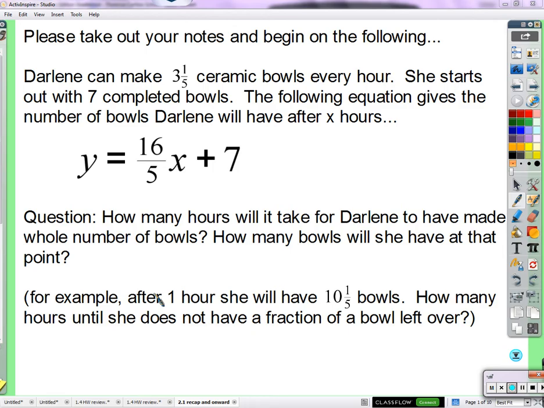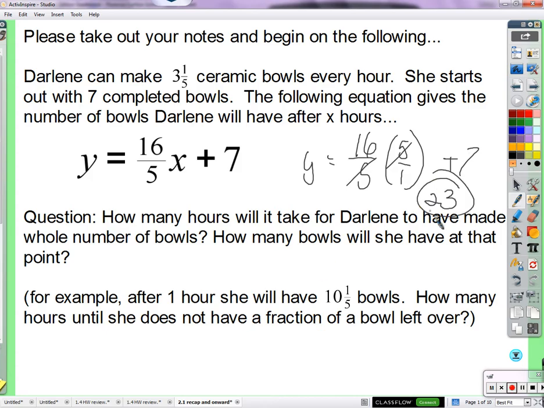Anybody go another route, come up with the same answer in a different way, please? Well, I just kind of saw 5, and you take 5 times 5, it'll cancel out the division. Like 16 divided by 5, times 5, cancels the 5 out, and you just get 16. Okay, so you said, look at this function, it says 16 fifths times x. If x is 5, then 5 divides 5, and we're left with 16. 16 plus the 7 she started with, and she has 23.